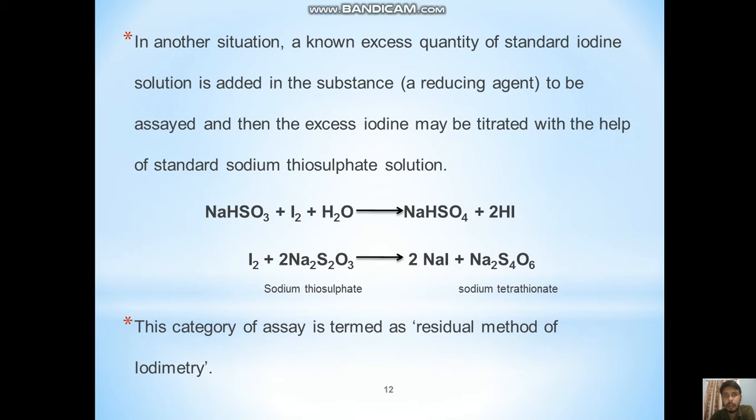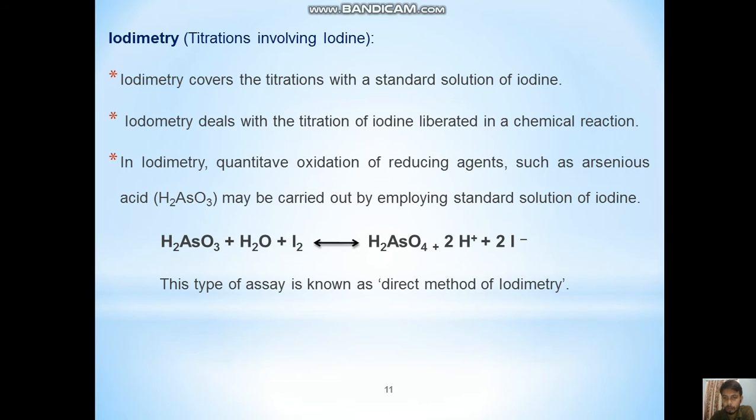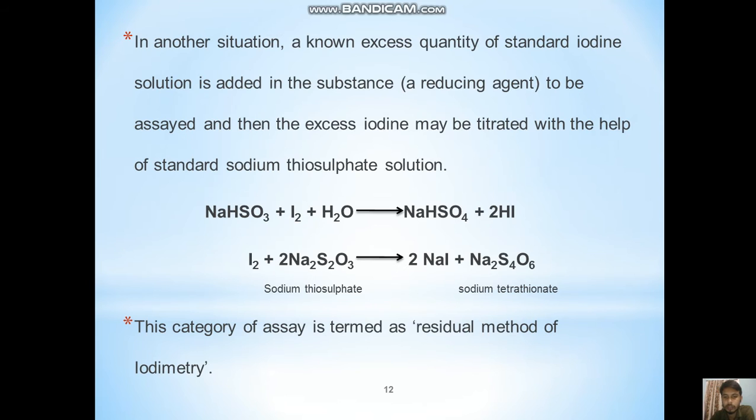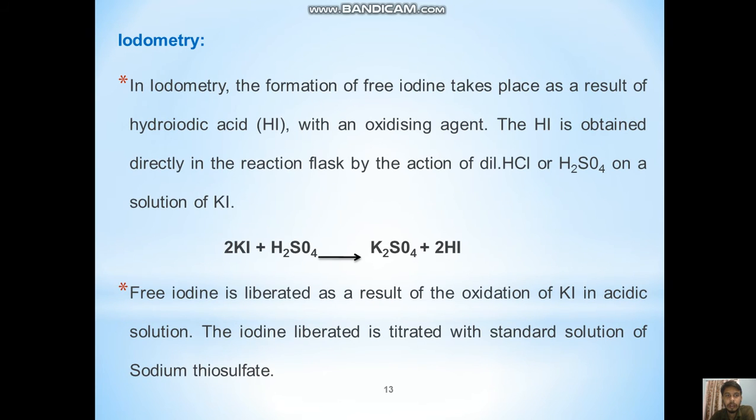In another situation, a known excess quantity of standard iodine solution is added to the substance that acts as a reducing agent to be assayed, and then the excess iodine may be titrated with the help of standard sodium thiosulfate solution. Here you can see standard sodium thiosulfate reacts with iodine and water, forming sodium tetrathionate. This category of assay is termed the residual method of iodimetry. The first one is the direct method of iodimetry, and this last one is the residual method of iodimetry.